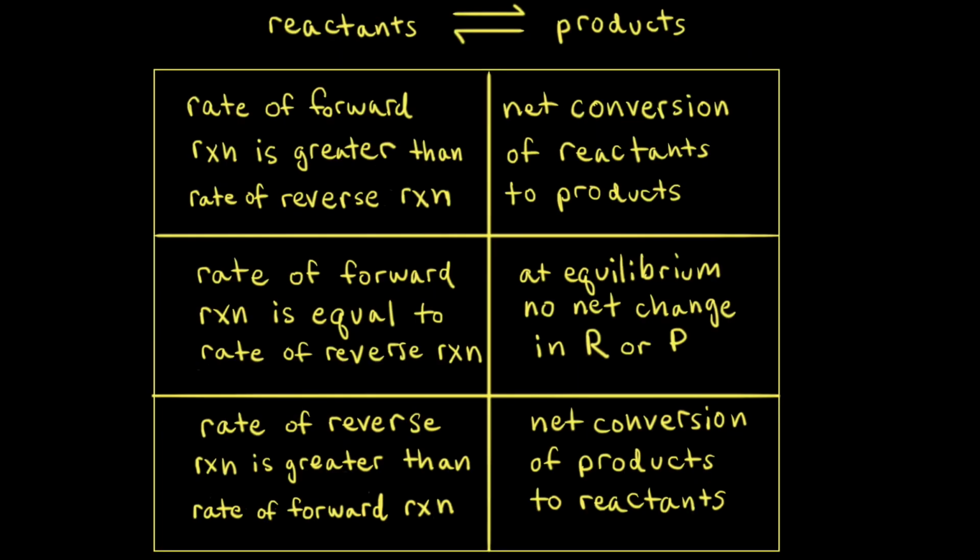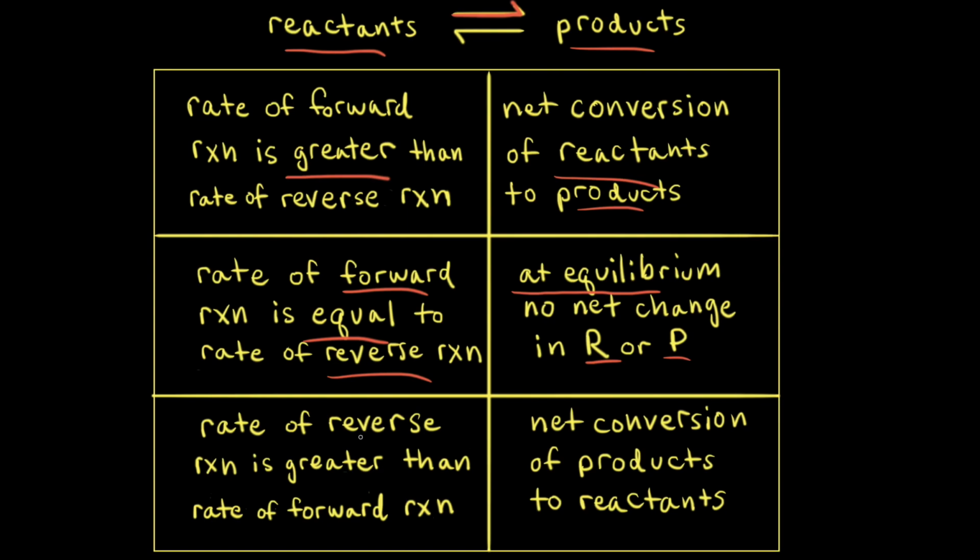Let's look at a summary of what the rates of the forward and reverse reaction mean in terms of reactants and products. If the rate of the forward reaction is greater than the rate of the reverse reaction, that means there's a net conversion of reactants to products. So therefore, over time, the amount of reactants would decrease and the amount of products would increase. Eventually, the rate of the forward reaction becomes equal to the rate of the reverse reaction, and that means the reaction is at equilibrium, and there's no net change in the amounts of reactants or products. So reactants are turning into products at the same rate that products are turning back into reactants.